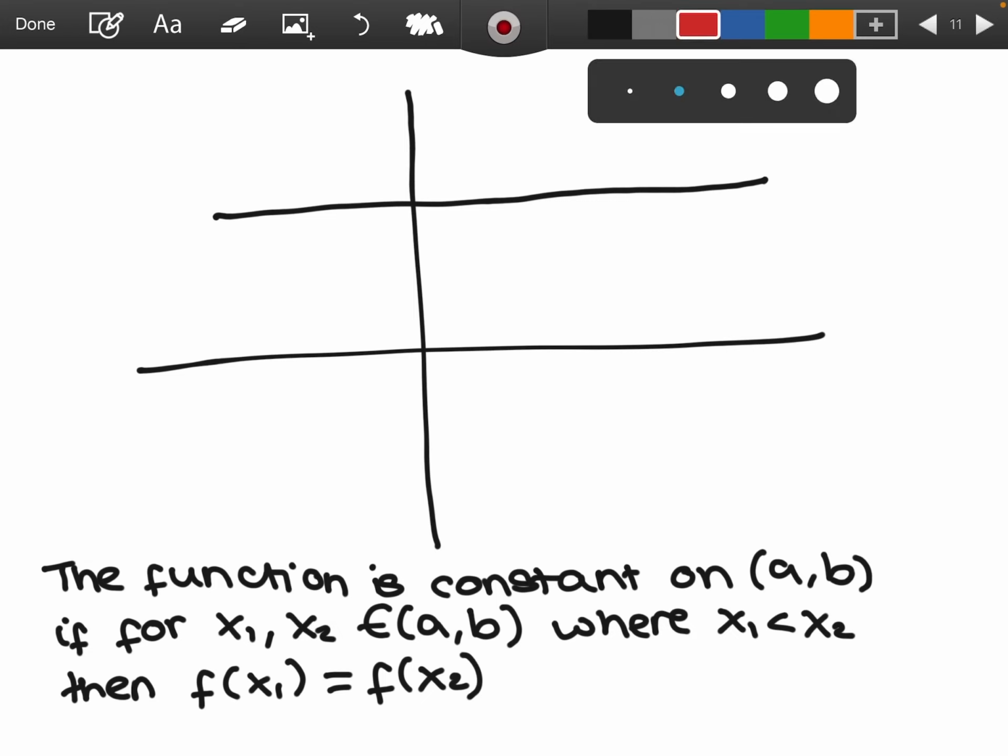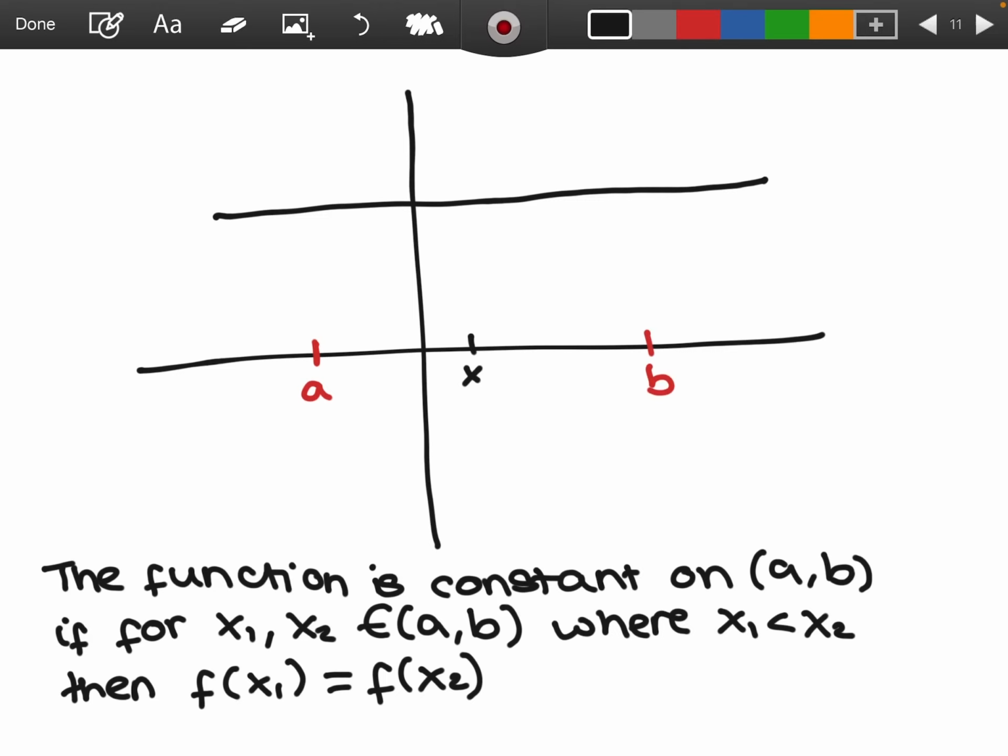Again, we'll look at it here. Let's say I've got my value A here, my value B here, and then I take x1 to be here, x2 to be here, so x1 is less than x2, and I find this time that their function values are exactly the same. F of x1 will equal f of x2, so we have a constant function on that open interval.